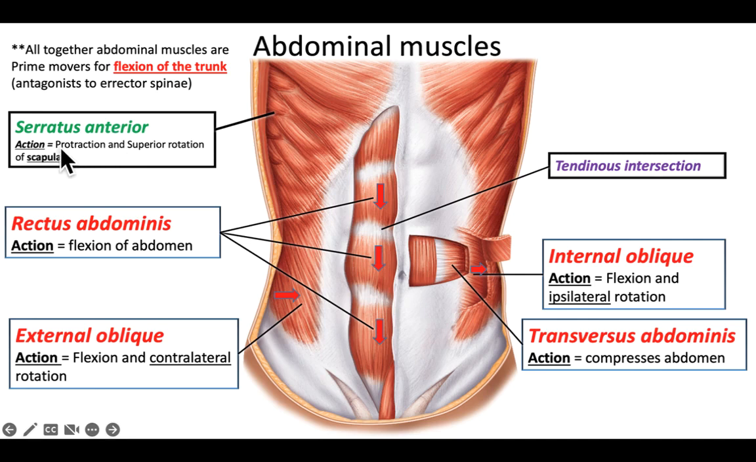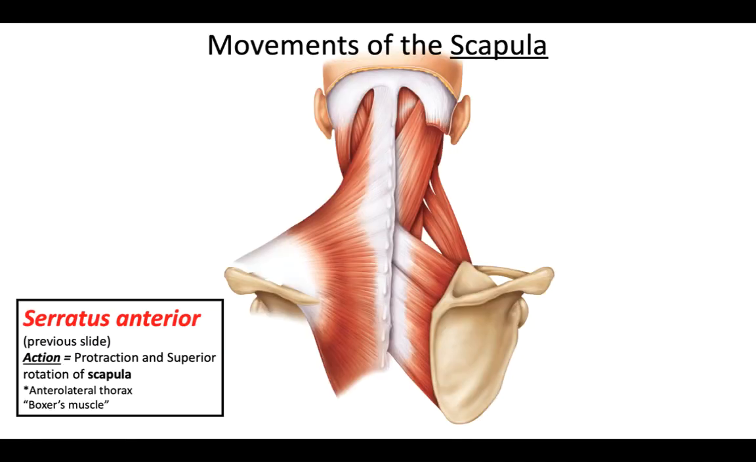But what this muscle does, it protracts, so it can move that scapula forward. It also rotates it upward. All right, so that's called the serratus anterior. All right, so let's talk about these muscles that move the scapula. We just learned one. It's called the serratus anterior. It's not on this picture because it's in the front, and this is a posterior view. So look at that one on the previous slide.